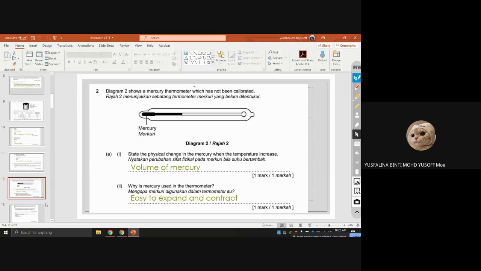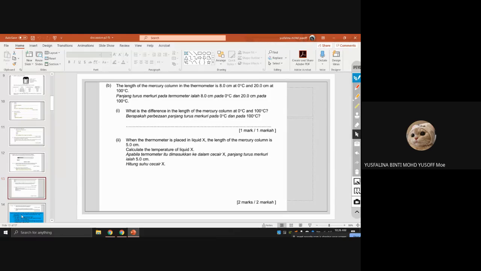All right, and then next one. The length of the mercury column in the thermometer is 8 cm at 0 degrees Celsius and 20 cm at 100 degrees Celsius. What is the difference in the length of the mercury column at 0 degrees Celsius and 100 degrees Celsius? You just subtract, 20 minus 8, so you get 12 cm. This is the first answer.